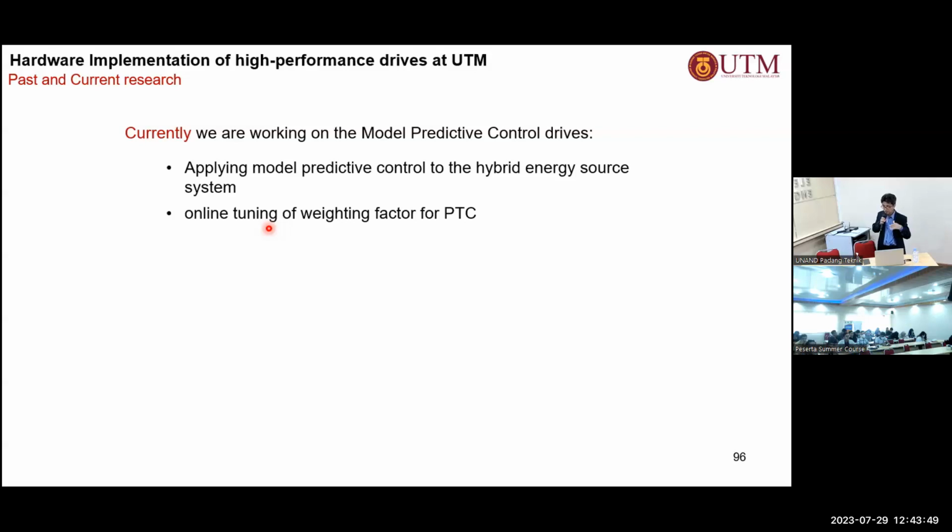So that is what we are doing. One of my PhD students is working on that. And also we are removing the tuning factor of the PTC in its cost function. I also have another student working on that as well.